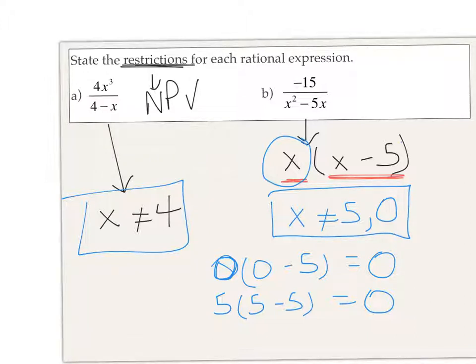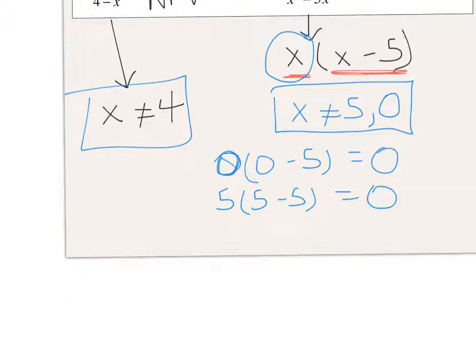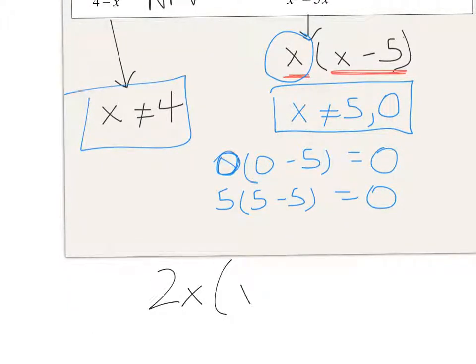But anytime you have an x that's factored out and is by itself, or is even with a number, even if you end up with something like 2x times x minus 5. Well, the non-permissible for 2x is still 0, because 2 times 0 is what? 0. What I see students do is they look at 2x and they think the non-permissible would be negative 2. It wouldn't be. 2 times negative 2 is -4. It's not 0.